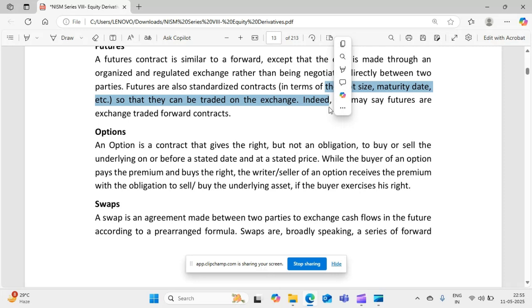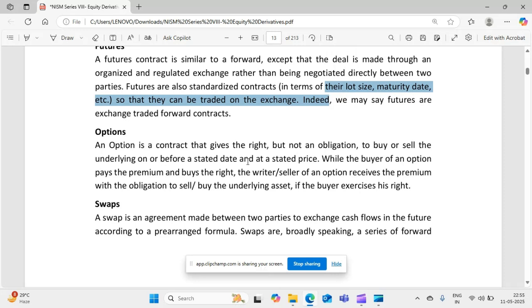Okay. Then we have the third contract, which is options. So option is a contract in which there are two parties, but the only difference is that the buyer has the right but no obligation. This is what differentiates options from futures. In case of futures, both parties have equal roles and responsibility. In case of option, the buyer has the right but not the obligation to buy or sell an underlying asset on or before a stated date and a stated price.